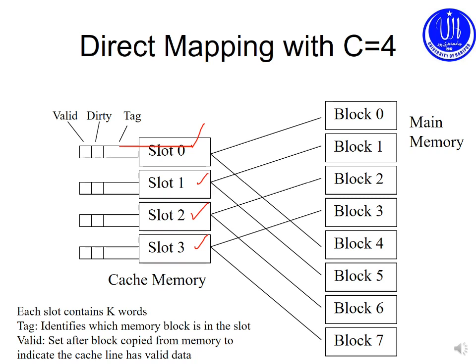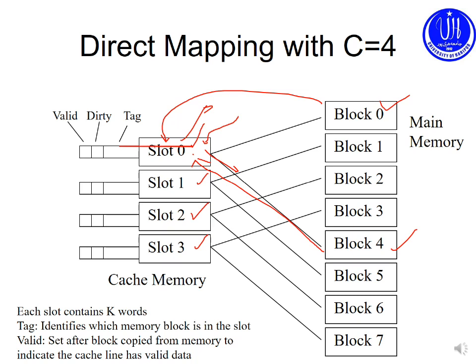For example, we have a process which uses block 0. This block came here, and in the same process I need block 4 as well. So with the arrival of block 4, block 0 will go out. Again, if I need block 0, it will come in and block 4 will go out. If the same process uses these two blocks, 4 and 0, it will come in and out, in, out, in, out. This in and out is called thrashing.